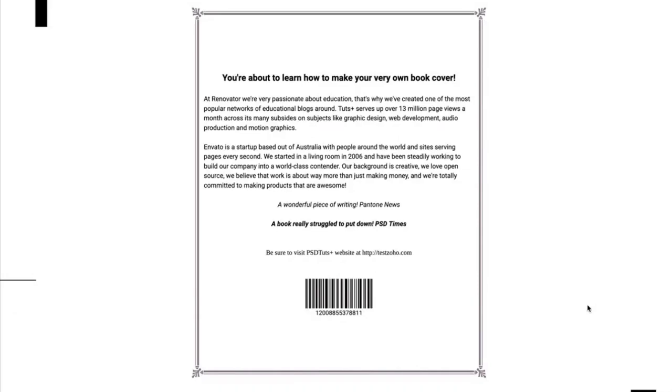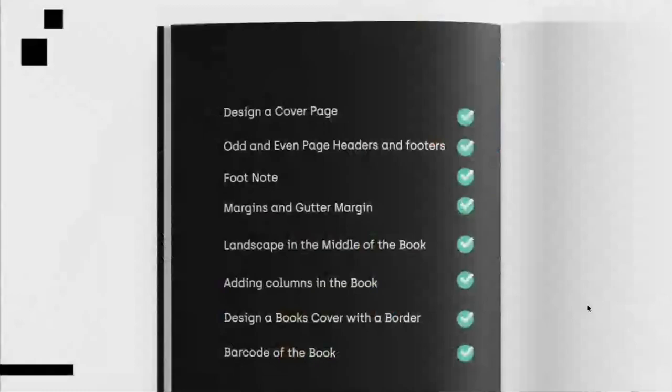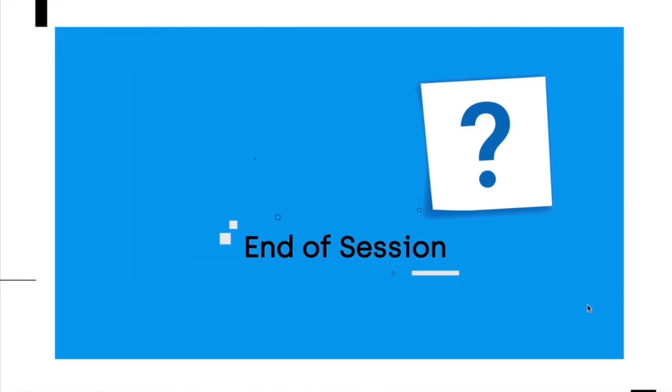So far, we have learned how to create and design a cover page and how to simply include odd and even headers and footers and footnotes. Now we know how to employ orientations in Writer. We also spoke about working on the margins and gutter margin option, then splitting a paragraph into two columns in a book. We also know how to create a book back cover page with a border and insert a barcode. So now we have come to the end of the session.